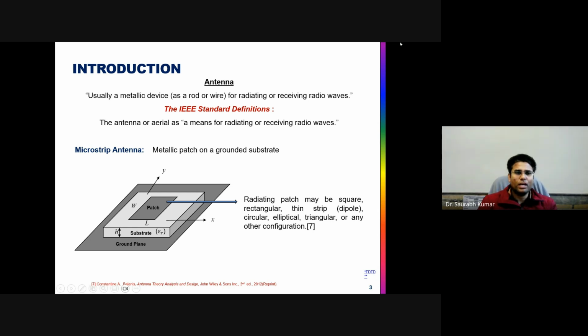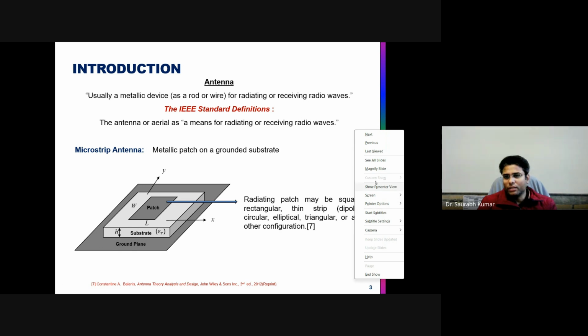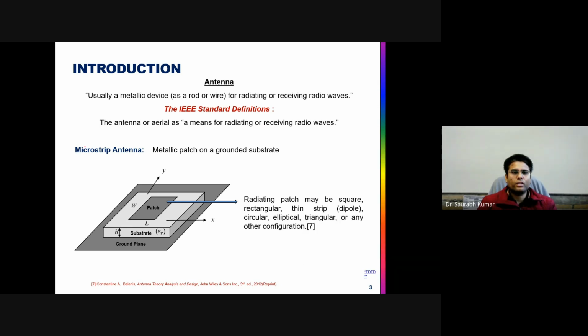The microstrip antenna is a metallic patch seated over a grounded dielectric substrate. The substrate can have a lower epsilon value, so that there is no accumulation of electric charge. This patch can have any shape: rectangle, thin dipole strip, circular, elliptical, triangular, or any other configuration depending on your requirement.